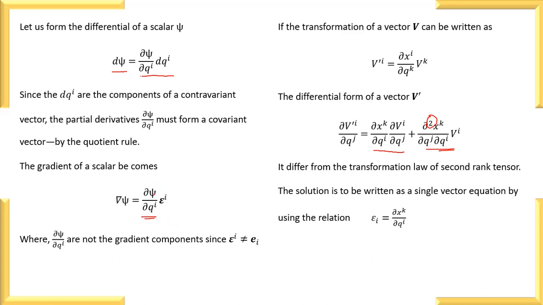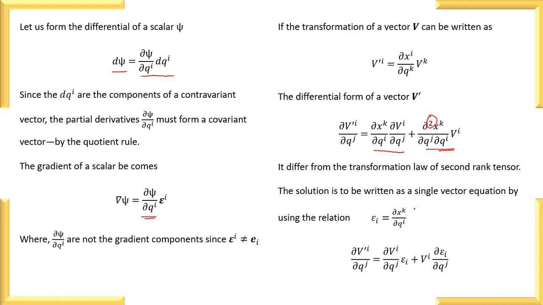We said ∂ψ/∂qj cannot be the components of εi. Similarly, here we have a differentiation, so this also cannot be considered as a component. The solution can be written in a single vector form just by substituting εi, as we have done a few slides earlier. We can take εi as ∂xk/∂qi, a combination of xk's. We have done it earlier.